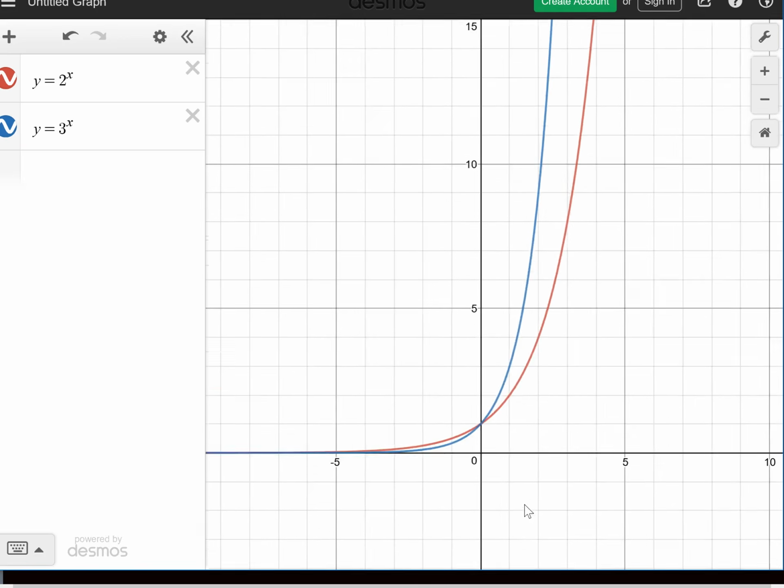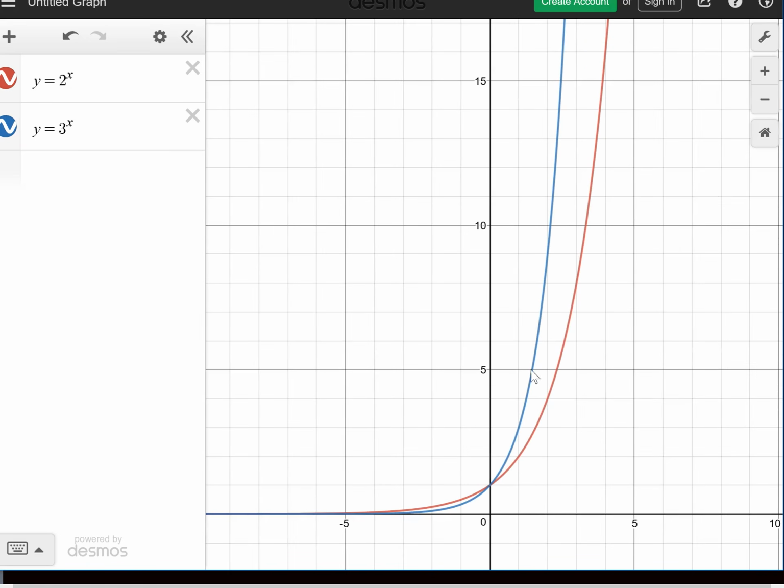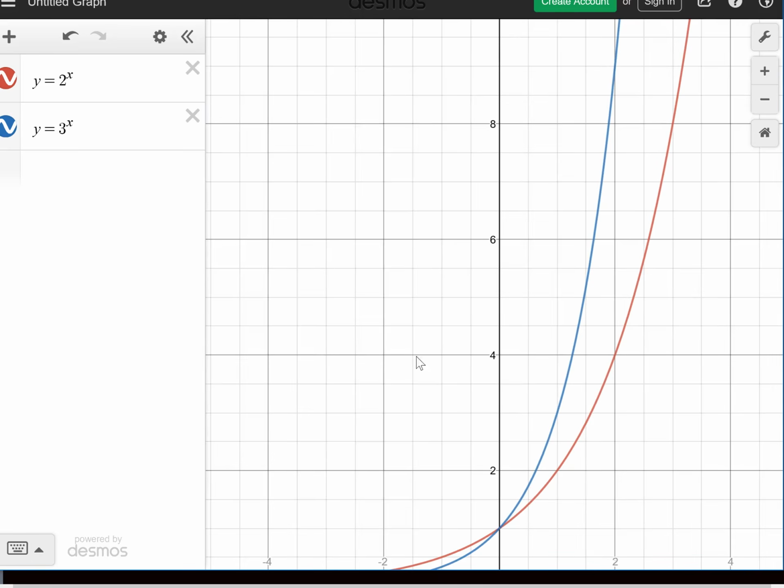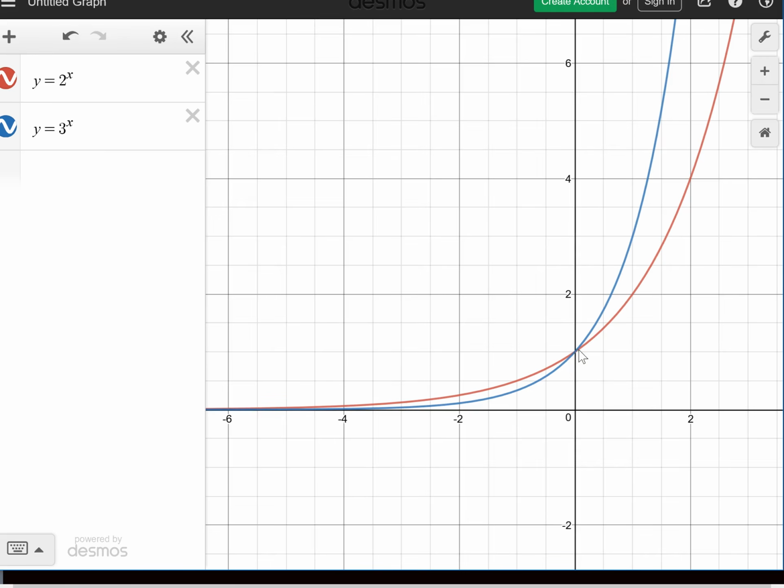So if you notice with this, what's just going to happen is this guy's going to grow more quickly, right? Look, it goes through 0, 1, just like 2 to the x did. But when I put in 1, instead of being at 2, I'm going to be up at 3. When I put in 2, instead of being at 4, I'm going to be at 9. And if you see here, it grows more quickly to the x-axis also. So it's going to hug that x-axis a little bit faster.